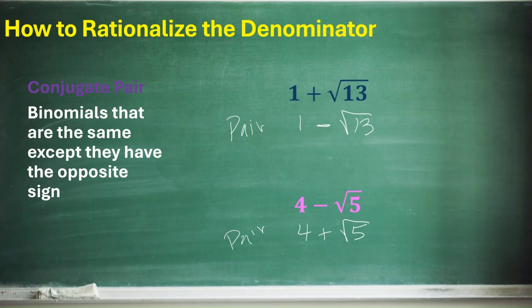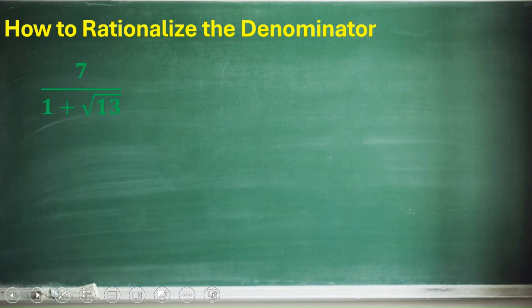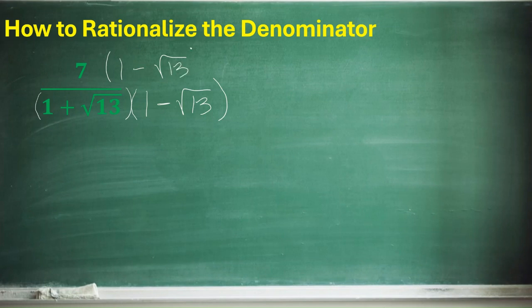Not too bad. But this is how we get the roots out of the denominator when we have a binomial. So let's look at our first problem. We have 7 divided by 1 plus the square root of 13. We need to first identify that this is a binomial and requires the use of a conjugate pair. That means I'm going to multiply this by 1 minus root 13, so I'm multiplying it by its conjugate pair. What I do to the denominator, I do to the numerator because I'm creating a fraction that looks different but has the same value, so an equal fraction.